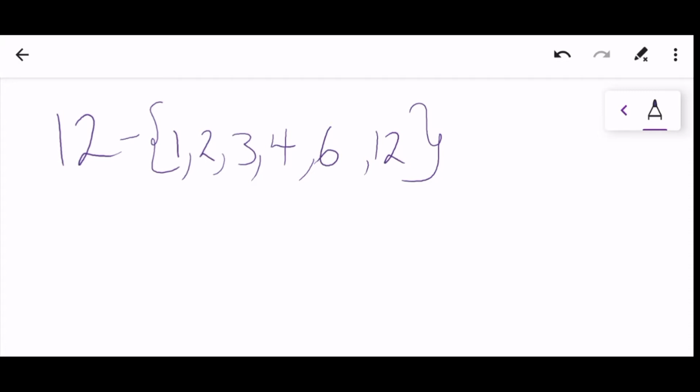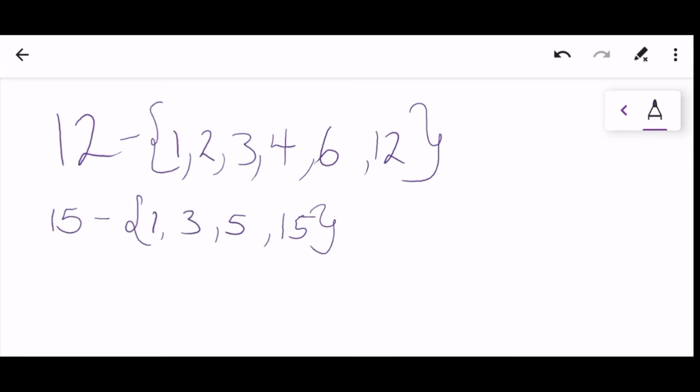Let's look at 15, and all the numbers that can divide 15 and give us no remainder. Well, we know 15 can divide itself, and we know that 1 can divide 15. 15 ends in a 5, so that means it should be able to be divided by 5. So 5 should be a factor of 15, and 15 divided by 5 is 3.